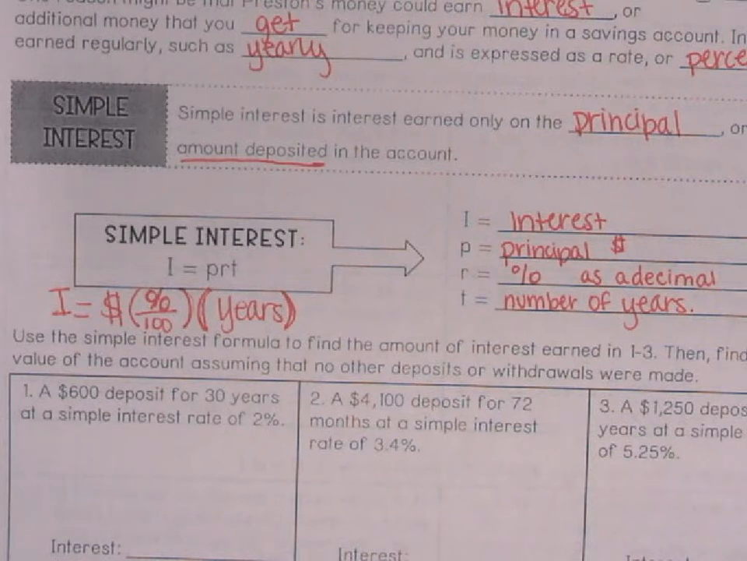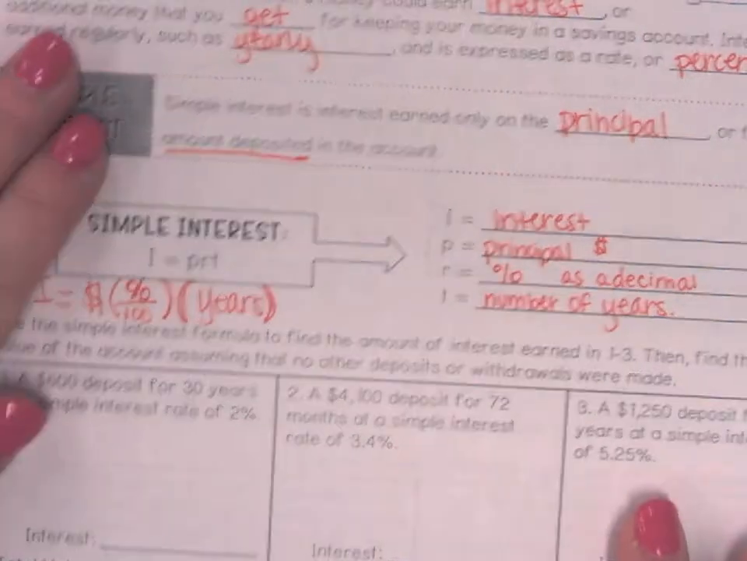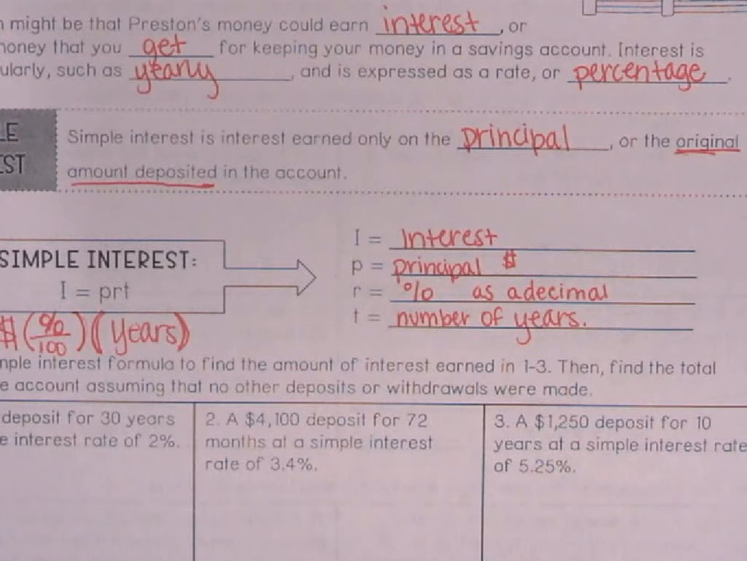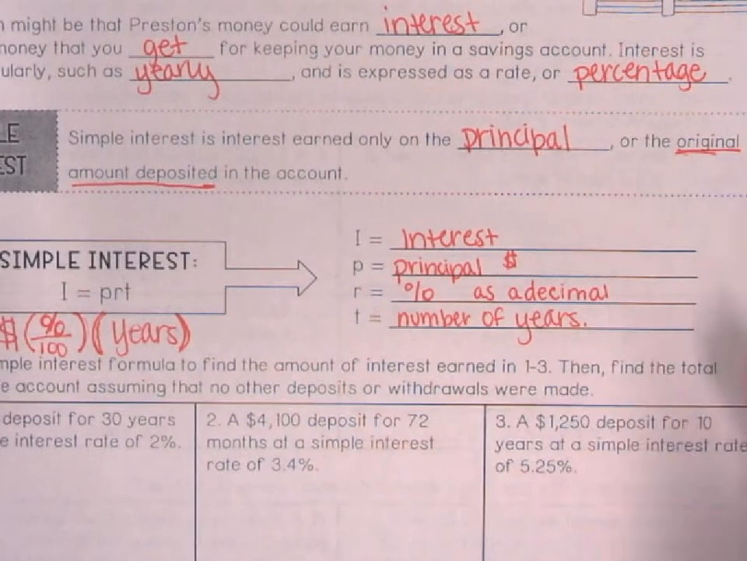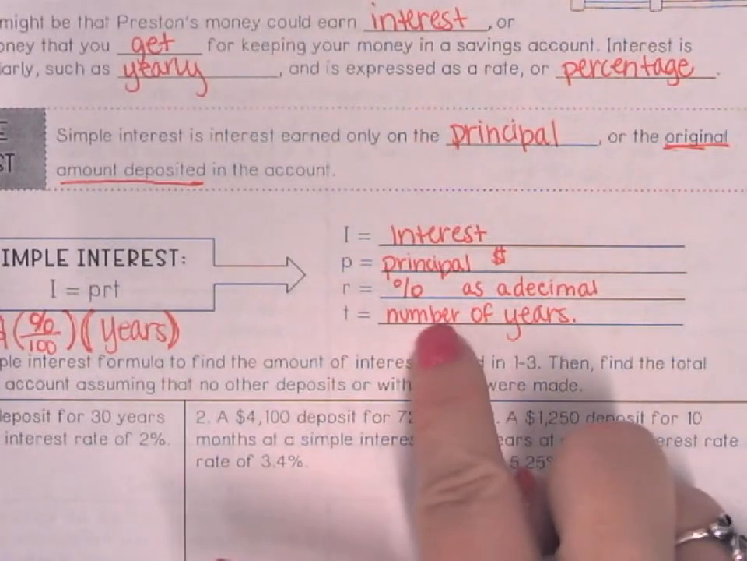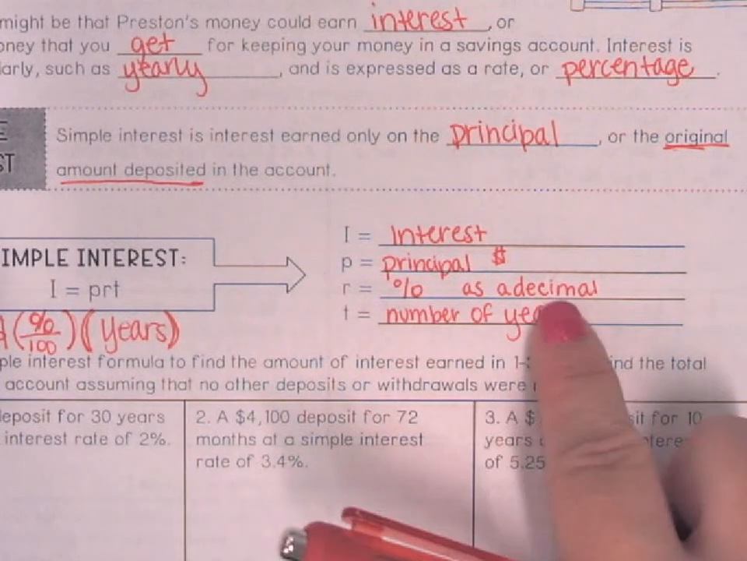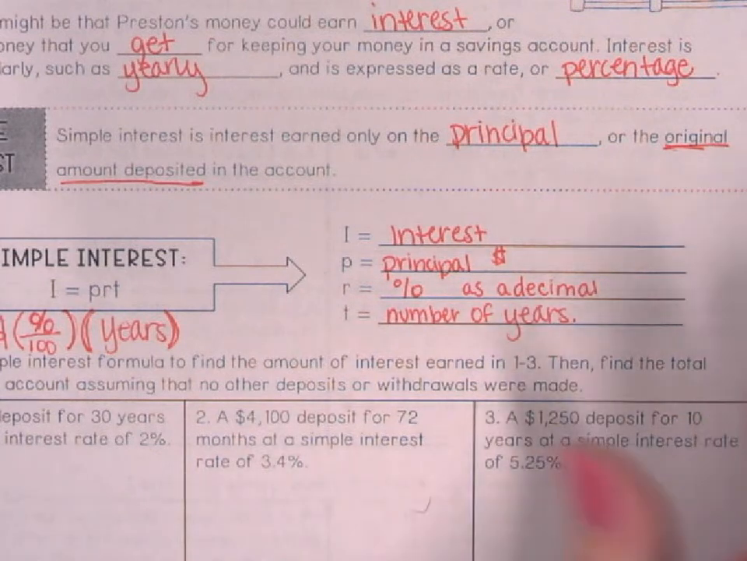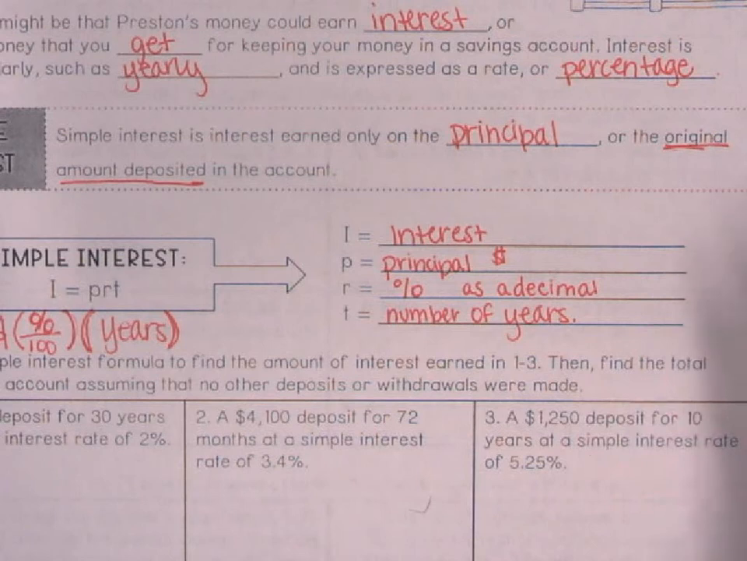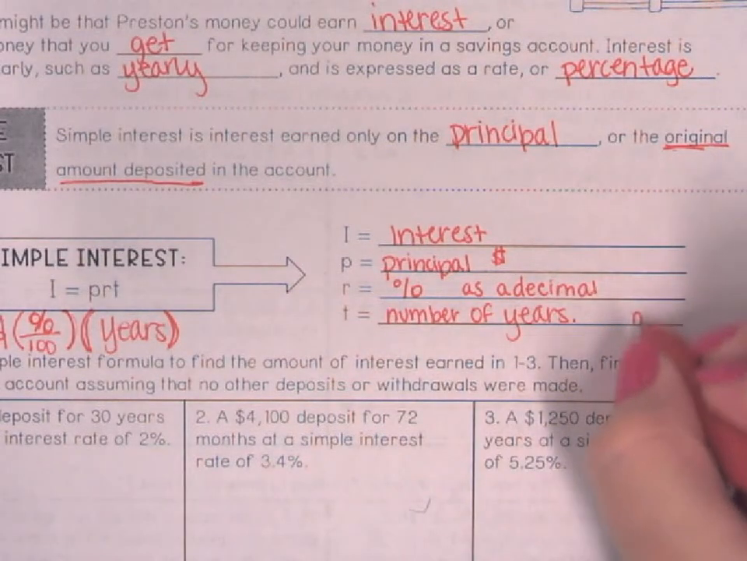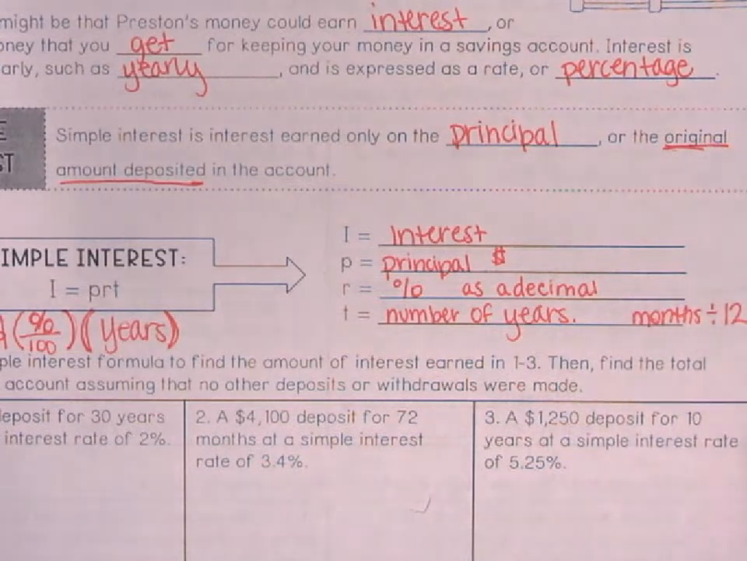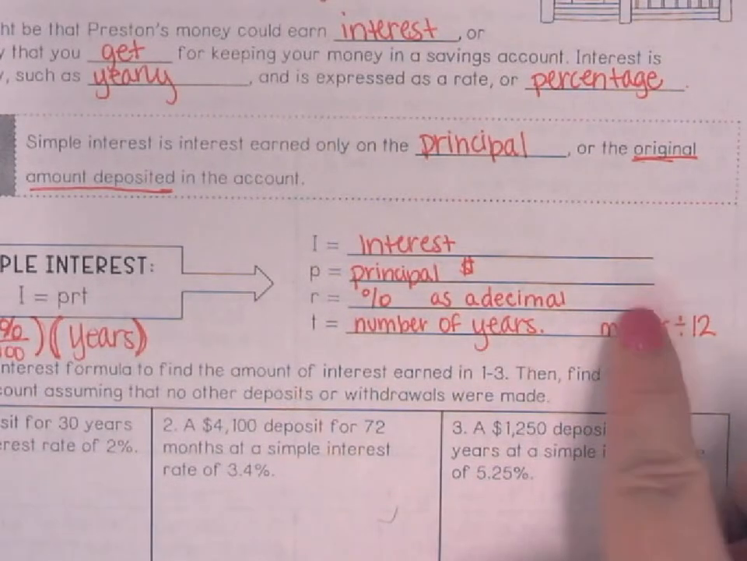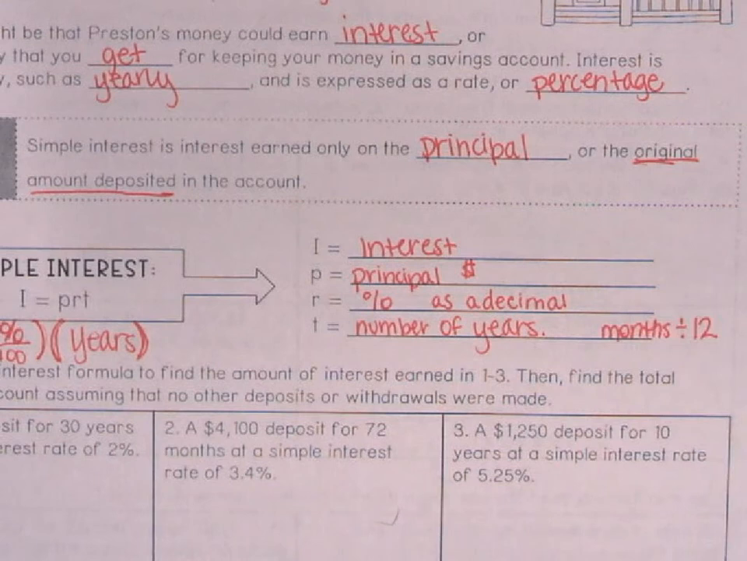Okay. Let me tell you a little side note real quick. Sometimes they will give you the time in months. If I want to know the amount of years that so many months is, what do I have to divide by? How many months are in a year? 12. So you would take whatever months they give you and divide that by 12. Sometimes they give it to you in months and you're going to have to divide by 12.